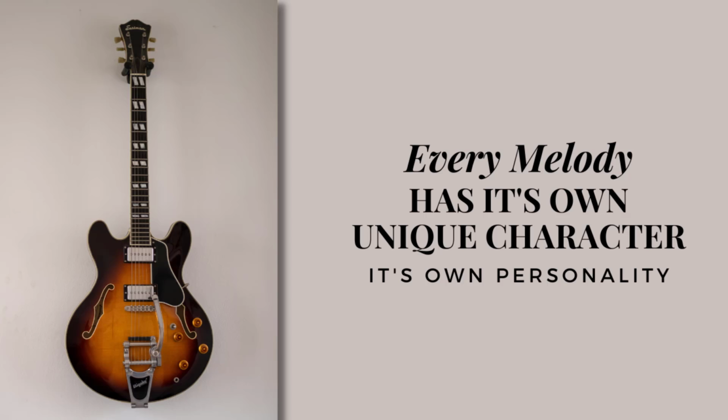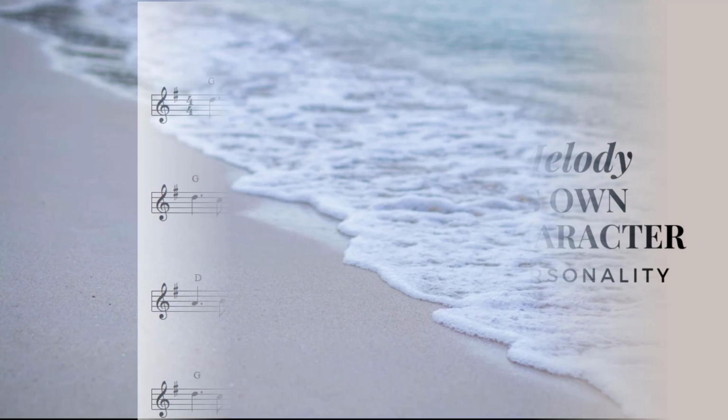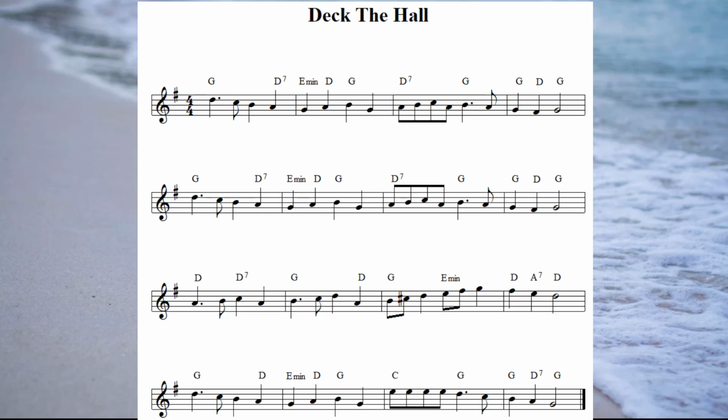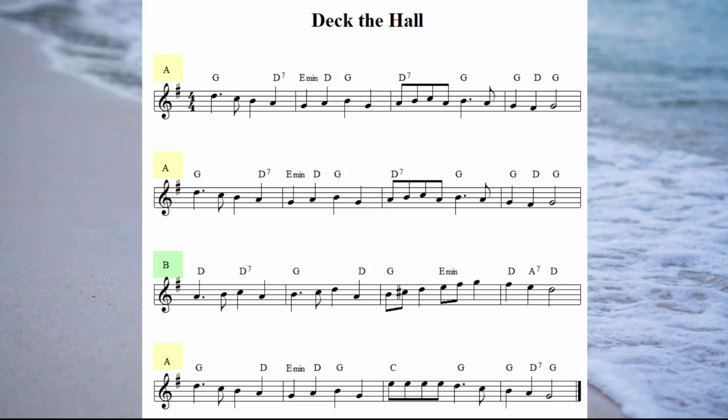Each melody has its own particular unique character, and Deck the Hall has certainly a different character than our last piece that we worked on, the Ode to Joy. So here is a typical lead sheet arrangement of Deck the Hall. Our first project is to identify the form of the music. And if we have a close look, we'll see it's our familiar AABA song form, the same song structure as Ode to Joy.